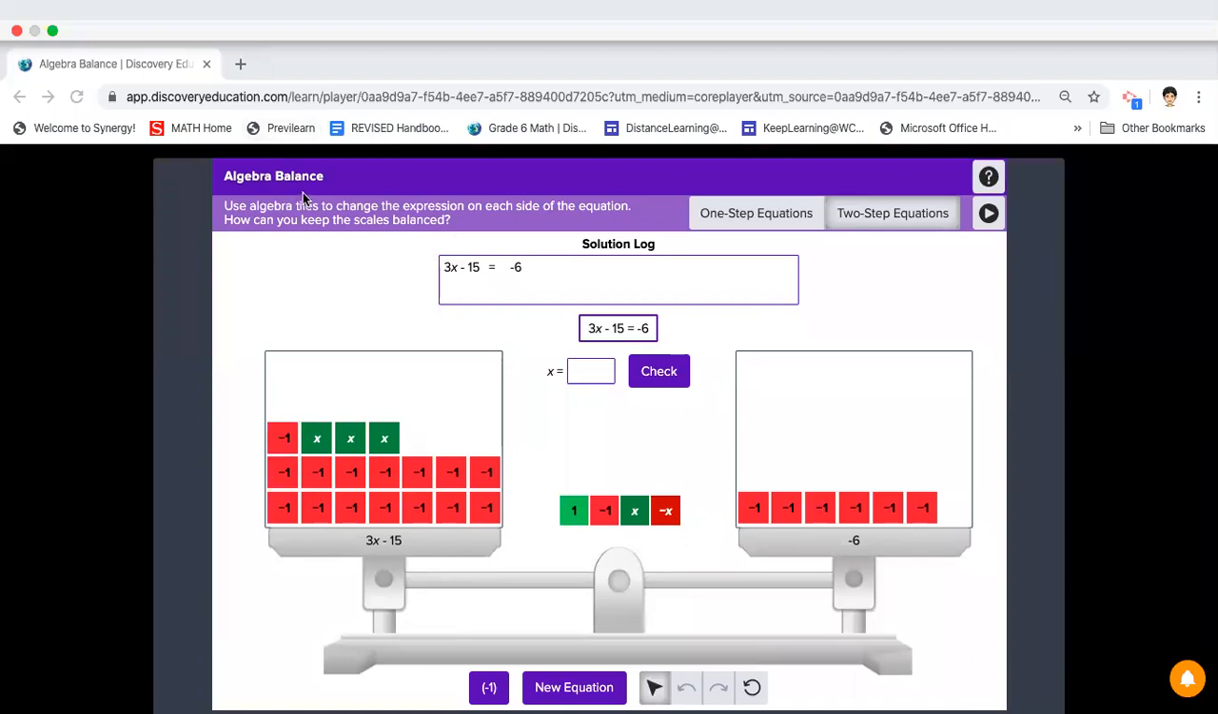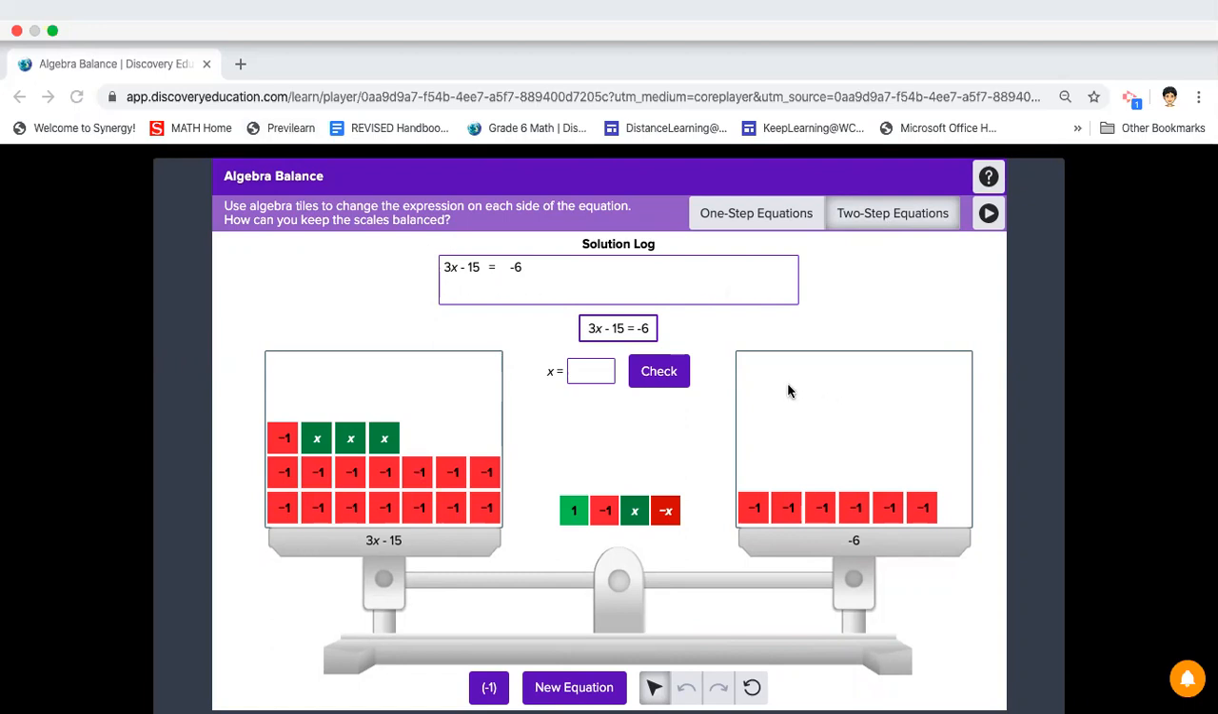In this Algebra Balance Interactive, you will solve a two-step equation. You will explore what it means to solve an equation algebraically. While keeping both sides of the equation in balance, you will use different strategies to find out its solution.